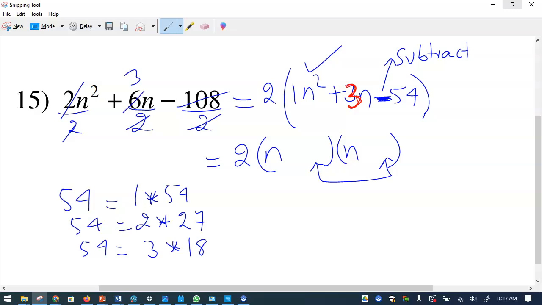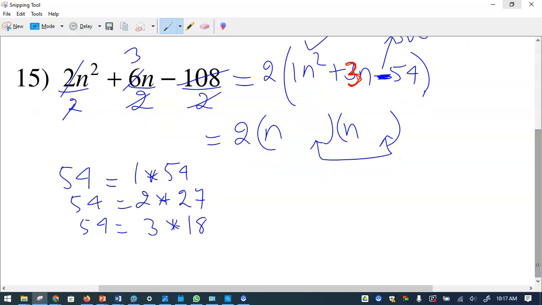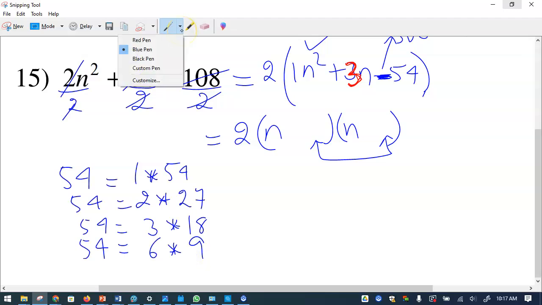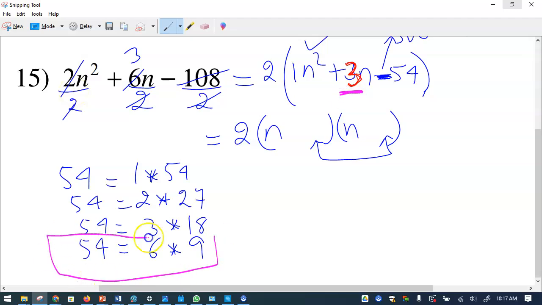Now, is there another one? Does 4 divide 54? No. Does 5 divide? No. 6 goes, and 6 goes 9 times, 54. Now you think these are the only ones, and you can clearly see that to have this plus 3, the pair which gives you 3 when you subtract is 9 and 6. So you take away 6 from 9, you get 3.